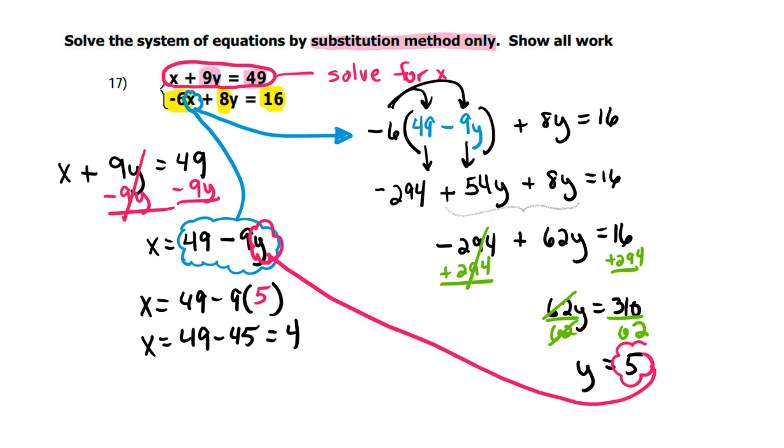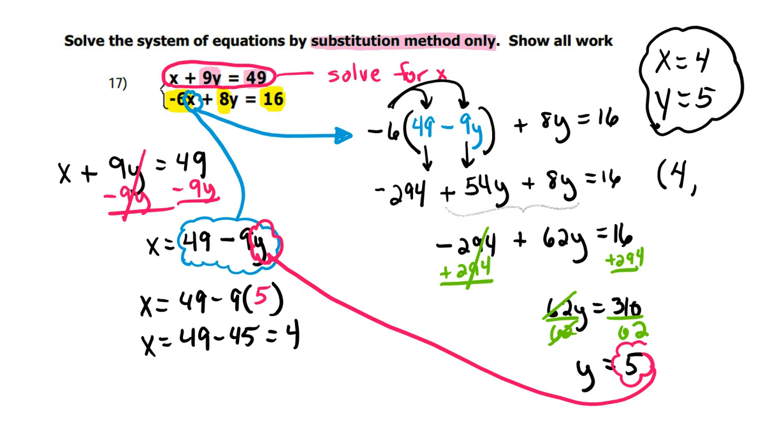So my answers are x is equal to 4 and y is equal to 5. Or if you're asked to put it as an ordered pair, that would be 4 comma 5 in parentheses, because technically what you're doing here is you're finding the point where these two linear functions intersect. So that's really what's happening, and that is the substitution method.